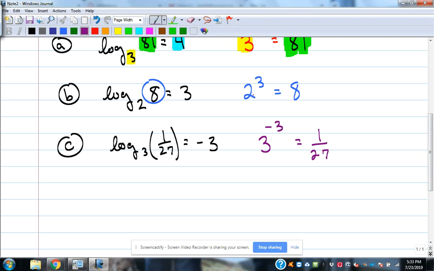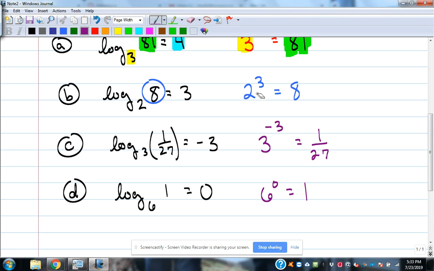We're just taking that logarithm and rewriting it as an exponential, and then we're going to go the other direction in just a little bit. Okay. Say we had log base 6 of 1 is equal to 0. 6 to the 0 power is equal to 1.